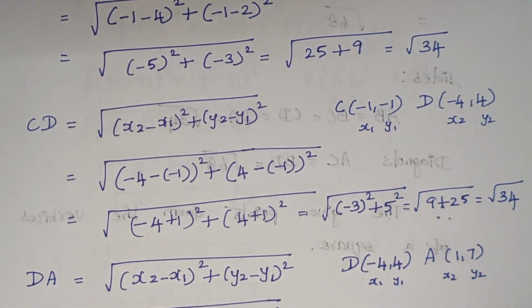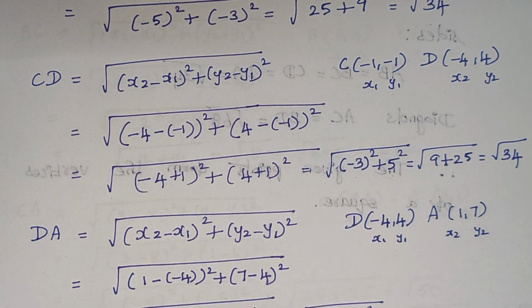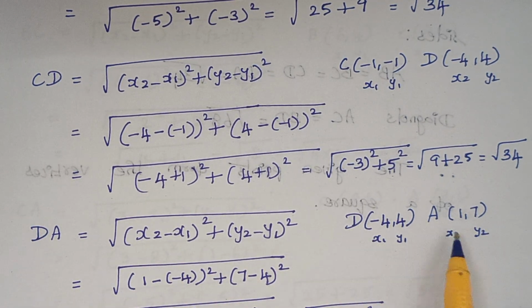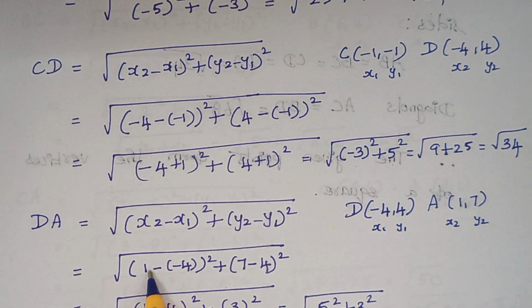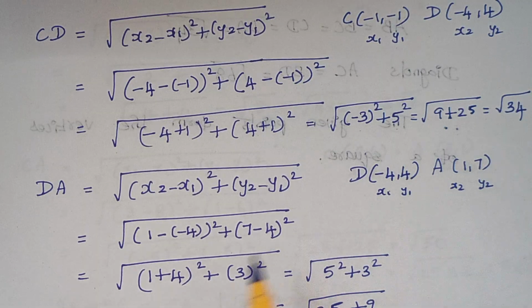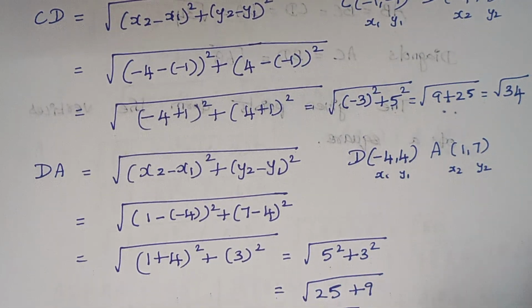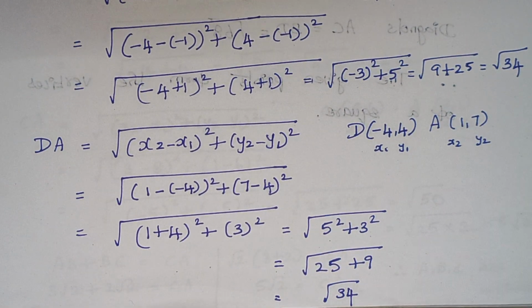So next we are going to calculate DA. So DA is given by, again write the values of D and A. Here it is x1 y1 and here it is x2 y2. So now just substitute the values, x2 minus x1. So 1 minus of minus 4 and the next is 7 minus 4. So here minus into minus makes plus. So it is (1 plus 4) square, that is 5 square, and here it is 7 minus 4, it is 3 square. And again the answer is, you see, square root of 34.